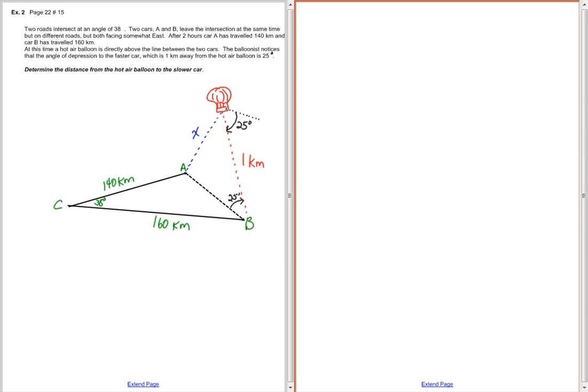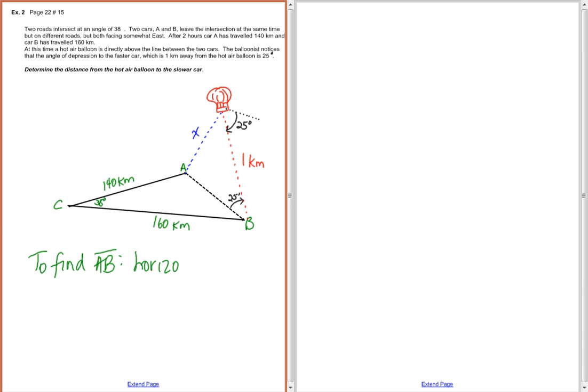So to find length AB, I'm going to look at the horizontal plane, triangle ABC. So I have to consider the green triangle, the horizontal plane. Can I use right angle trig? No. Can I use the sine law? No. I have to use the cos law. So I want to find the length of AB. I'm going to set it up because I know angle 38. AB squared equals 140 squared plus 160 squared, and so on.